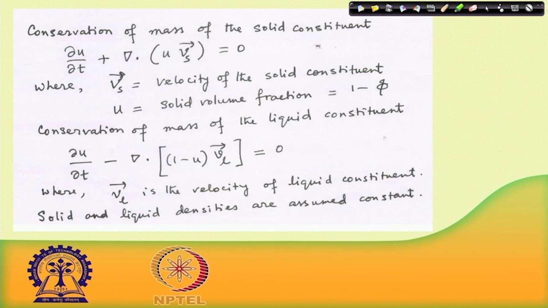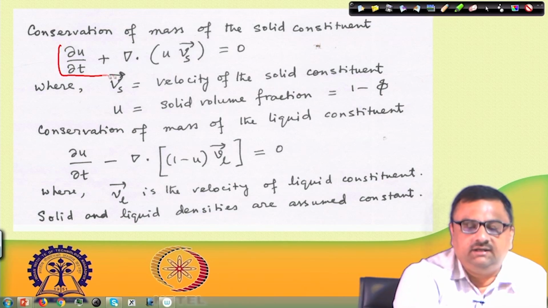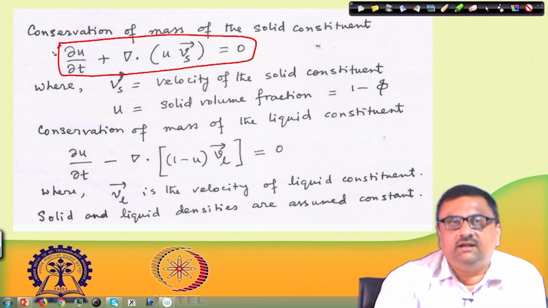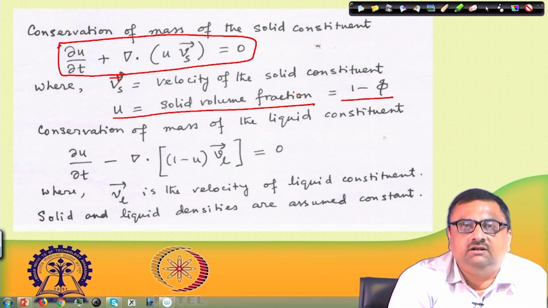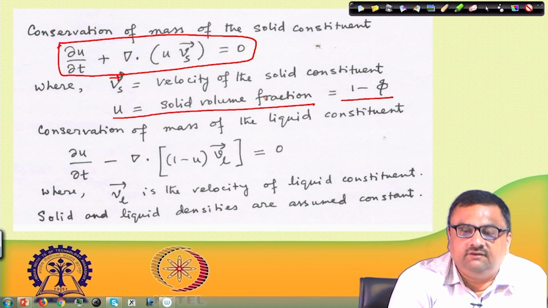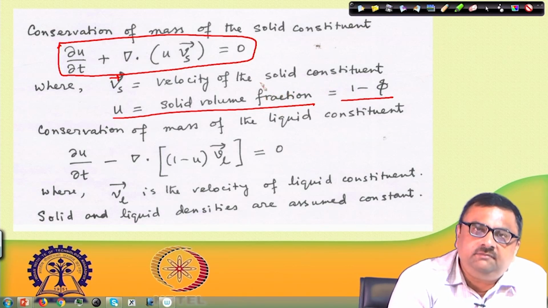What we discussed before is that we can bring in a solid constituent, and we can have a conservation of mass for the solid constituent, which is given by this expression. We have shown that U is the solid volume fraction, which is essentially 1 minus phi, and V s is the velocity of the solid constituent. In the same token, one can draw a conservation of mass of the liquid constituent.